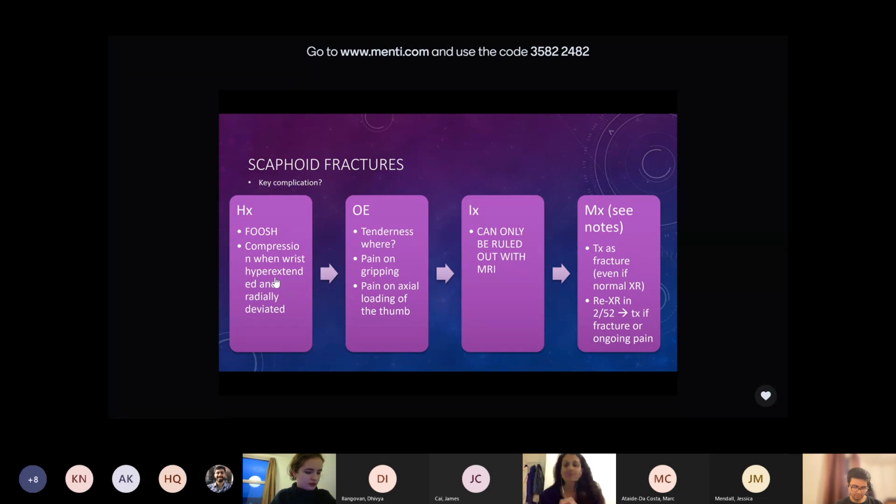So basically the management is that you treat it as a fracture if they've got the clinical signs, even if the X-ray is normal, as it was in this question, and then you re-X-ray them in 2 weeks' time.